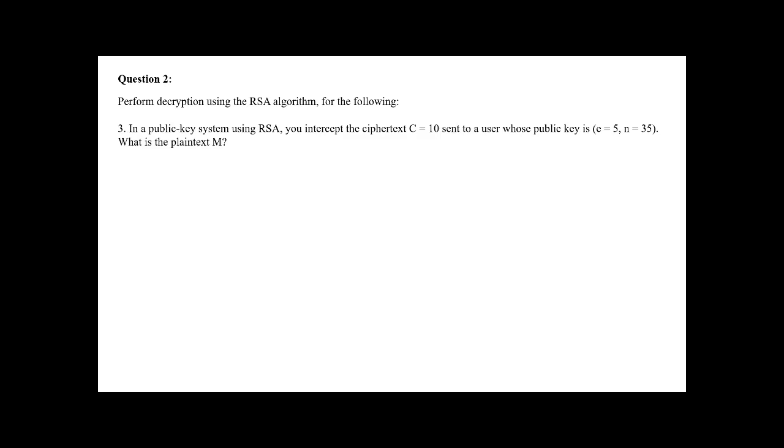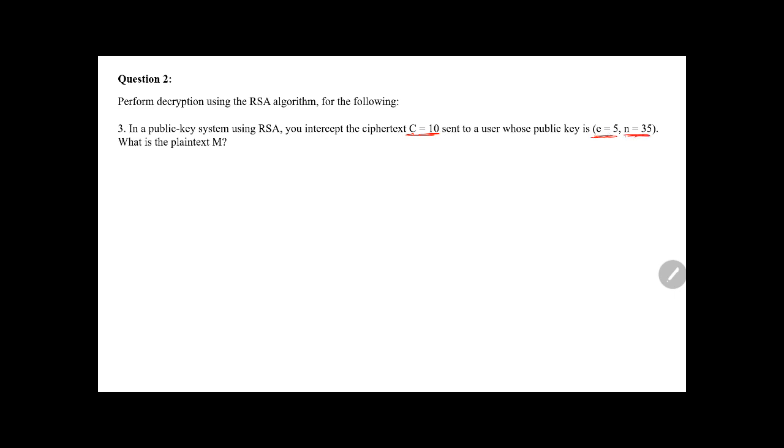Okay, now with the third question. So here it says, in a public key system using RSA, you intercept the ciphertext C equal 10 sent to a user whose public key is E equal 5 and N equal 35. What is the plain text M? So here we have as given the ciphertext, which is 10, and we have the value of E, and we have N.